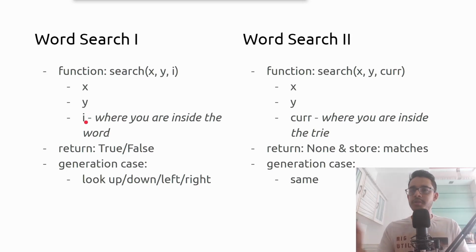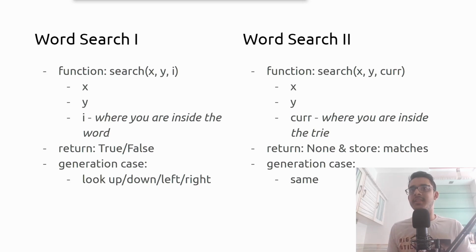The i was the very special index, which told you where you were inside of the word. X and y told you where you were inside of the board. i told you where you are inside of the word. Because remember, in word search 1, we're looking for a particular word. And the function search returned true or false at the end, saying that yes, we found a word, or no, we did not find the word. And the recursive case of exploring in all the four directions, by the way, was looking up, down, left, and right. As simple as that.